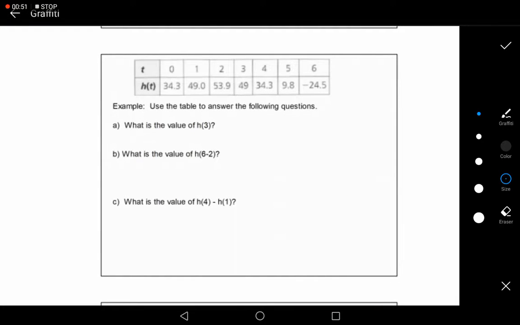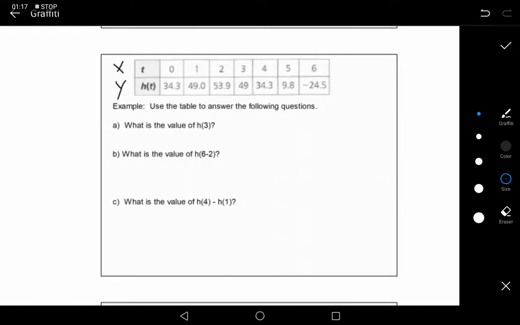So this example says use the table to answer the following questions. So part A says what is the value of h of 3? So we can see we have t and we have h of t. So that just means that these points, think of it as x and y. Okay, so those are our two rows, x and y.